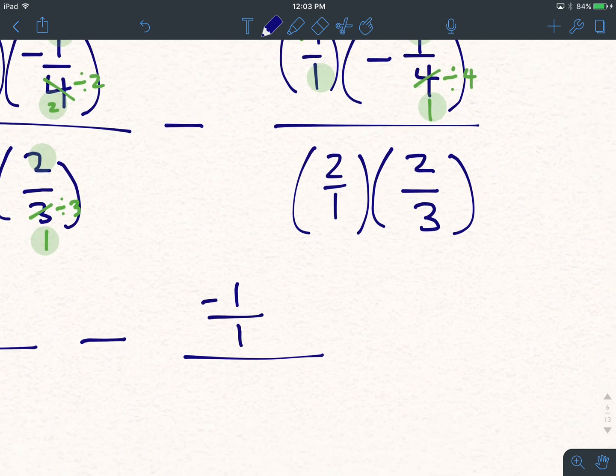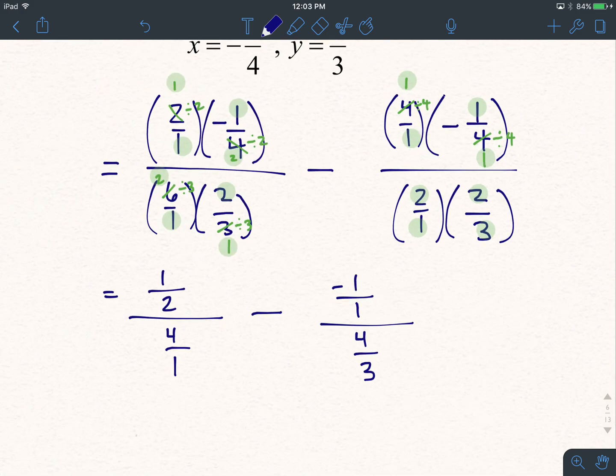And here we have numerator times numerator, which is going to be 4, over denominator times denominator, which is going to give us 3. So there you have it: 1/2 over 4 over 1, minus -1 over 1, all over 4 over 3. So how do we go about dealing with this? According to BEDMAS, this is division, and this is division. So we need to complete that before we do our subtraction.